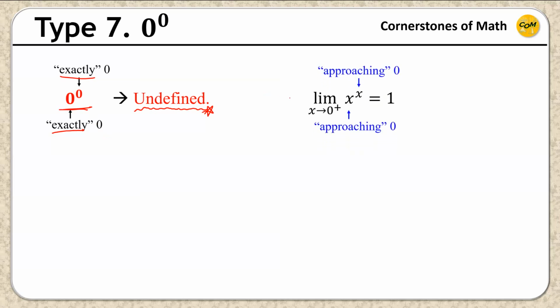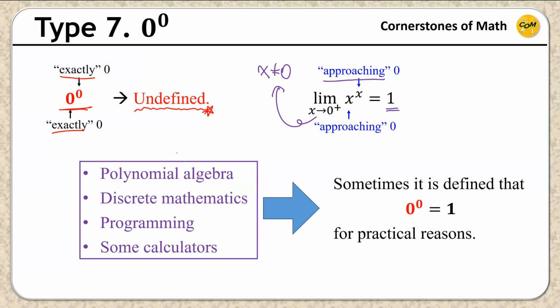When it comes to limits, we are dealing with the case where x is approaching 0, that is, having non-zero values all the time. In this case, we can find the value of 0 to the power of 0 type limits. However, in some cases, we define the value of 0 to the power of 0 as 1, just for the sake of convenience or for the universal consistency of many formulas. That is, in some cases, 0 to the power of 0 is defined as 1 because of practical reasons.